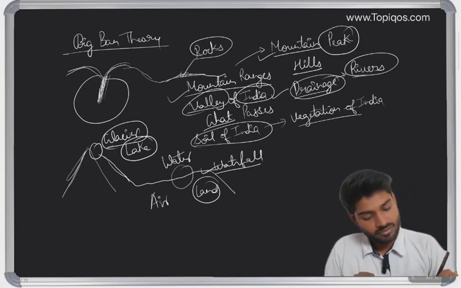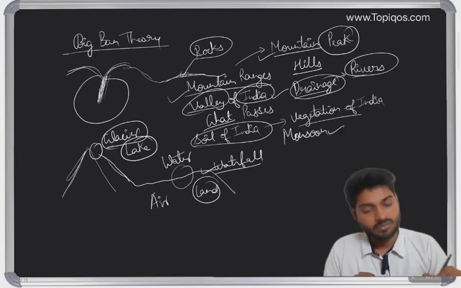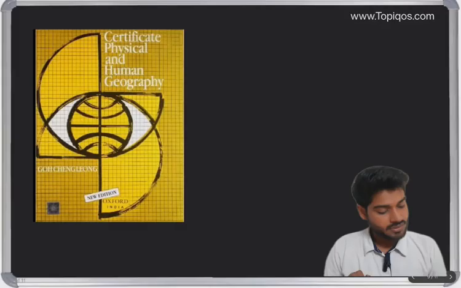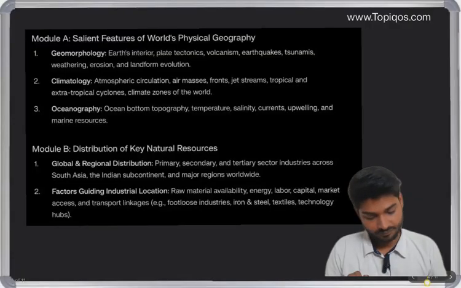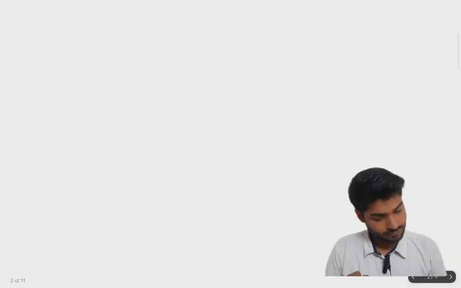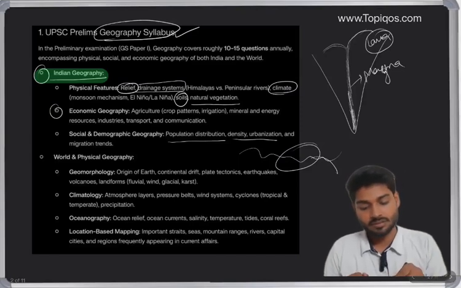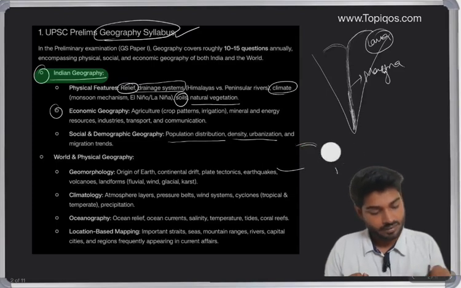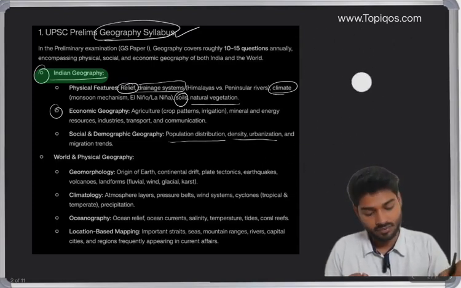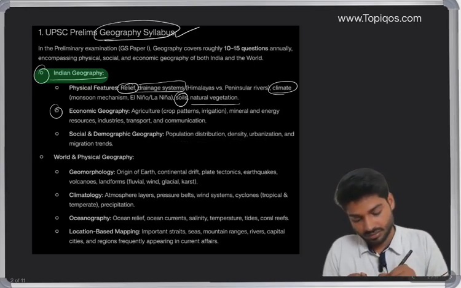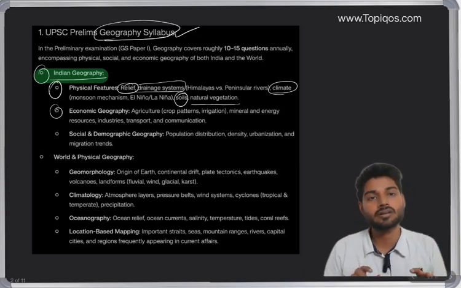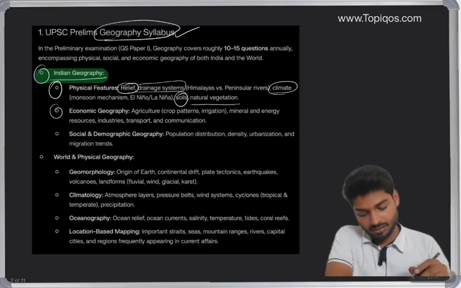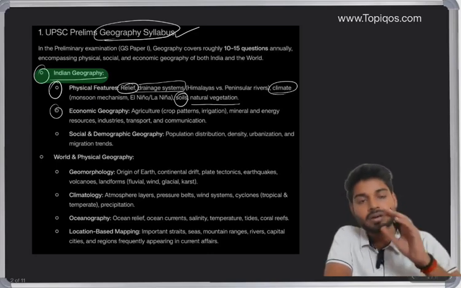And we forgot about the monsoon, the Indian monsoon. So we are going to study about the monsoon also. So this all constitutes the syllabus for Indian geography. This all constitutes the syllabus of your geography, the context of Indian geography. So we have discussed in a little elaborate way what we are going to study in Indian geography. Okay, so now we'll move to world geography.